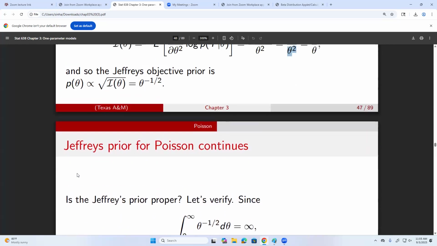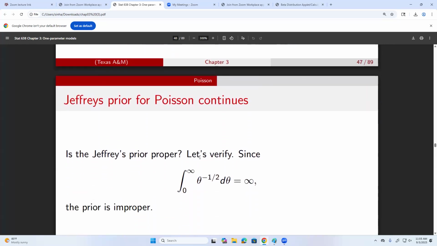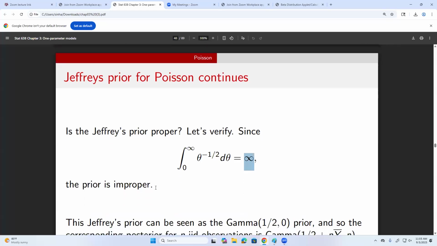Now, is it proper? Is the Jeffreys prior proper? Let's verify. So prior density, if you integrate the prior density over its domain 0 to infinity, it is equal to infinity, right? So this is a known result. Therefore, the prior distribution is improper. Jeffreys prior is improper for the Poisson case.